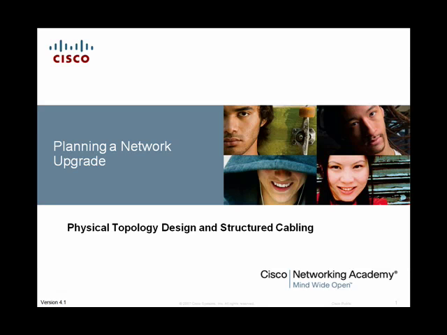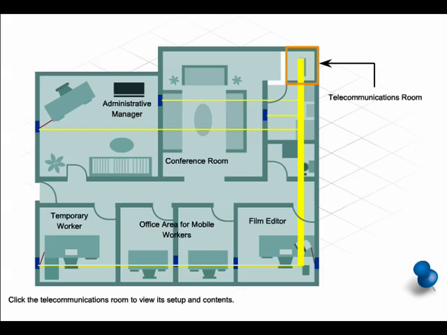Welcome to an explanation of how to approach the physical design considerations and structured cabling needs when planning a network upgrade. An ISP, or managed service provider, not only provides network access to its customers, it also provides advice, installation, and maintenance of network upgrades. One of the first things that the network designer does before selecting the equipment and designing a new network is to examine the existing network facilities and cabling.